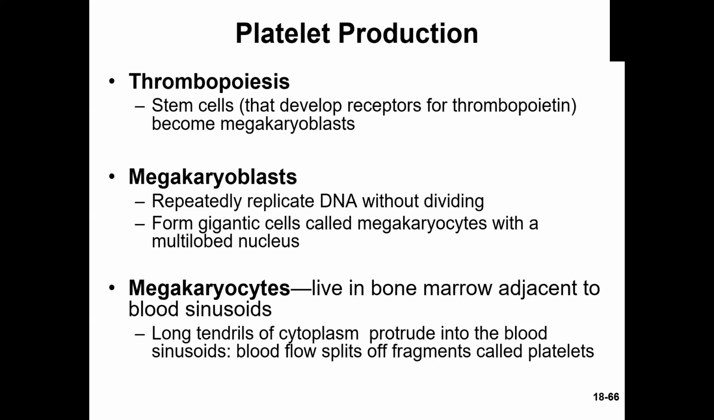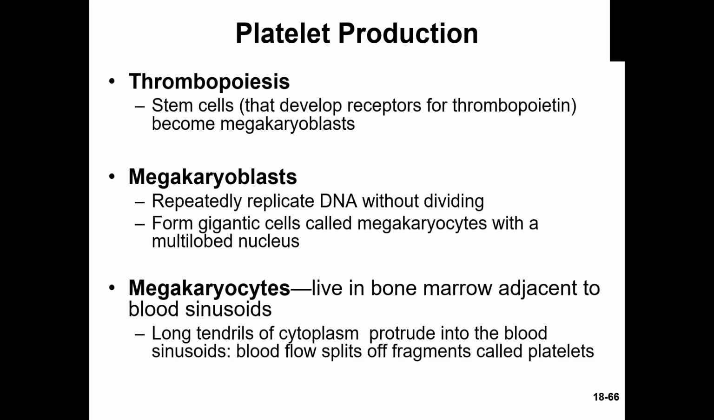Regarding platelet production, it goes through a process called thrombopoiesis. I don't think that should surprise us at this point. We've gone through erythropoiesis and leukopoiesis. Now on to the next one. Again, a stem cell starts out, same cell line, pluripotent stem cell, and develops into a megakaryoblast. The megakaryoblast repeatedly replicates DNA, but doesn't divide. They form big cells, hence their name, with a multi-lobed nucleus. The megakaryocyte then develops from the blast.